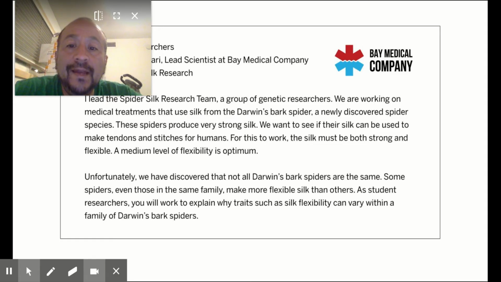Unfortunately, we have discovered that not all Darwin's bark spiders are the same. Some spiders, even those in the same family, make more flexible silk than others. As student researchers, we're going to work to explain why traits such as flexibility can vary within a family of Darwin's bark spiders.